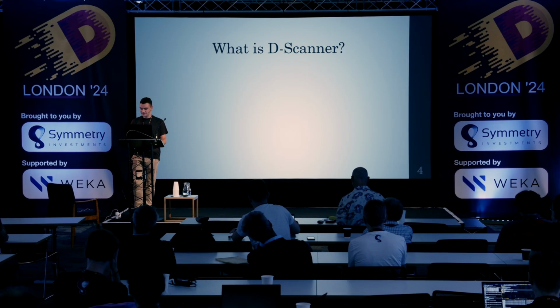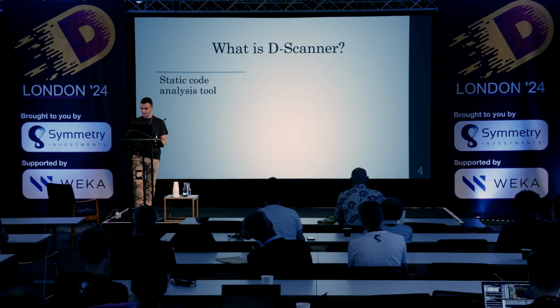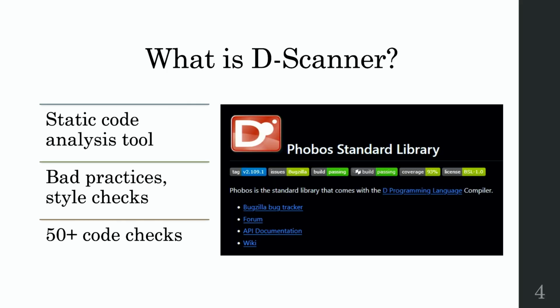So what exactly is this DScanner? A static code analysis tool. Basically, it reads your code and gives you various insights about it. To be more specific, it's used to detect several bad practices or perform some style checks. Overall, I'd say it's used to detect questionable code. Now, this scanner is pretty feature-rich, offers over 50 code checks, and it's a pretty important project for the community. To give you an example, it is actively used in the Phobos repository, and the Phobos contributors take the warnings that this scanner generates very seriously.